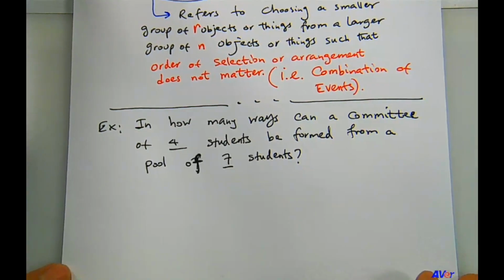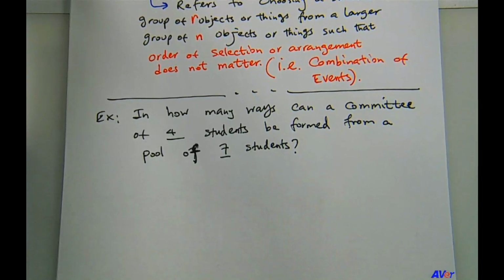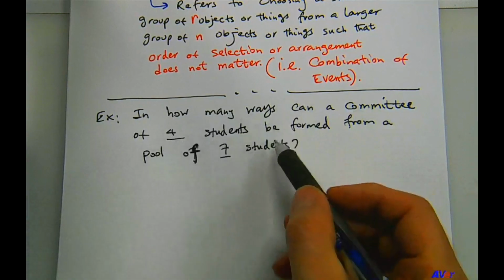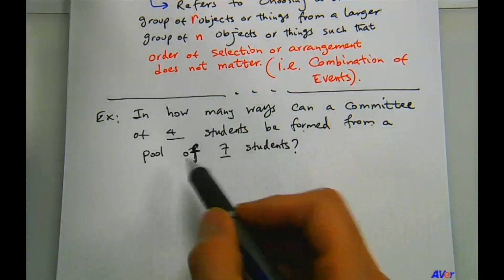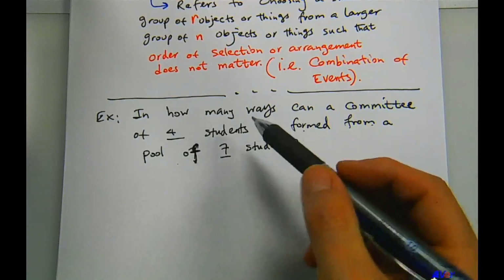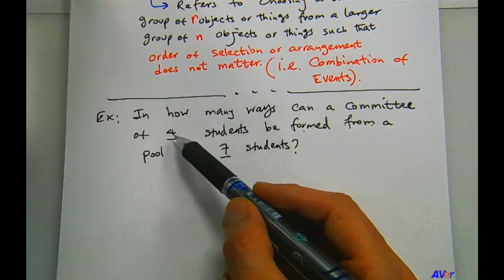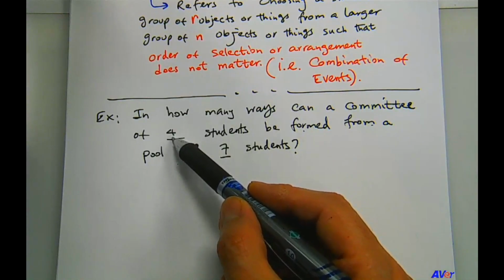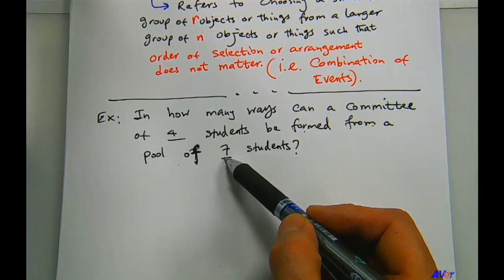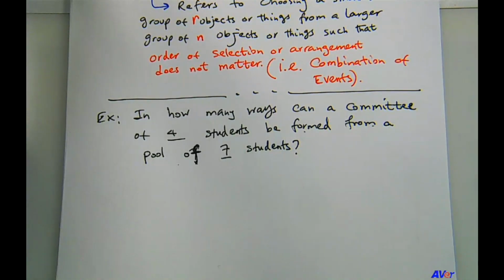students. Okay, probably most of you have served on student committees, right? So this is a problem that says, in how many ways can a committee of 4 students be formed from a pool of 7 students? Well, this is the scenario that we just talked about, which is the combination case, because we're selecting a smaller group of 4 from a group of 7, and they're going to be on a committee. On a committee, the ordering does not matter, right? I mean, if it does matter, then the problem would have to make that more explicit.